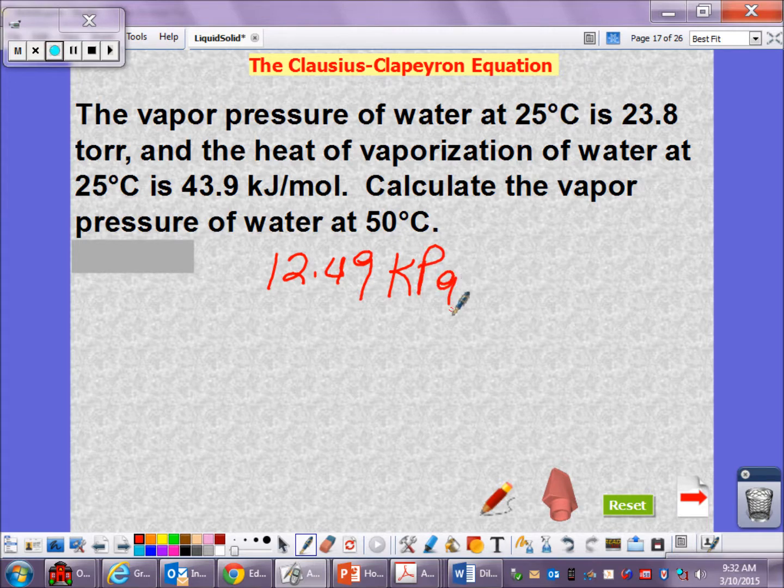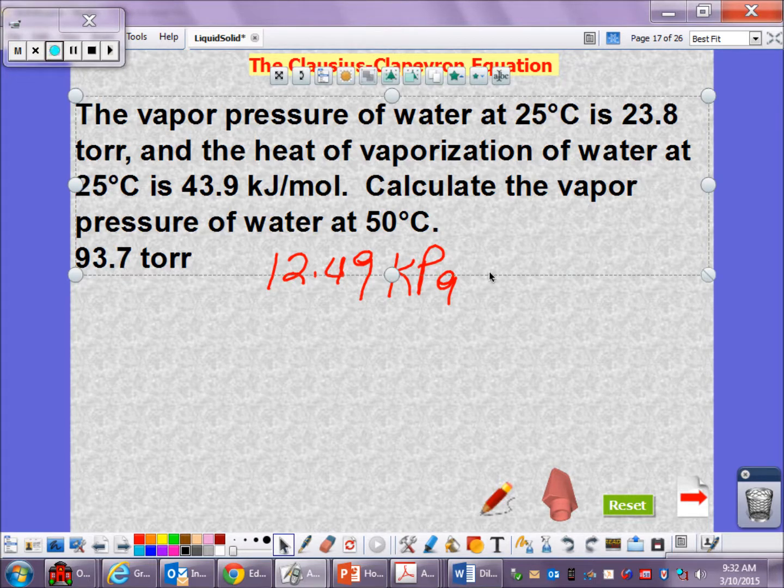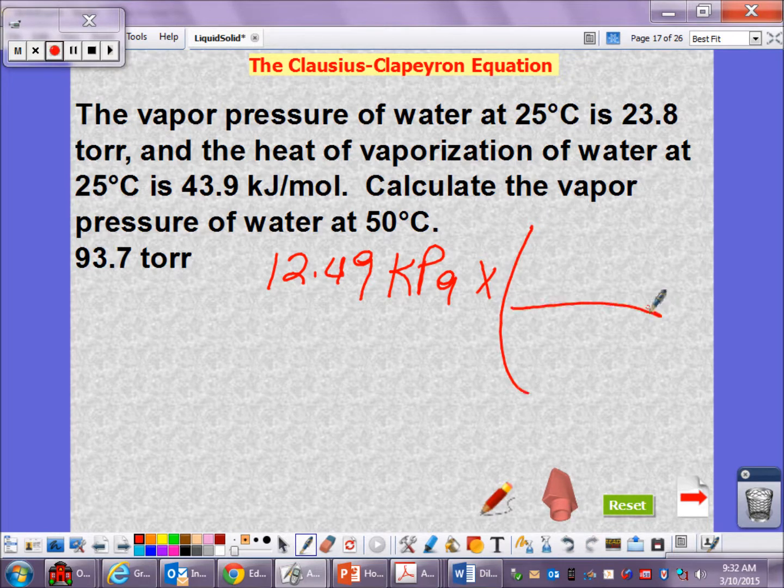Now, let's see what the answer tells us. Let's change this into torr to see what happened. This is kilopascal here, and this is torr. This is 101.325, and this is 760.